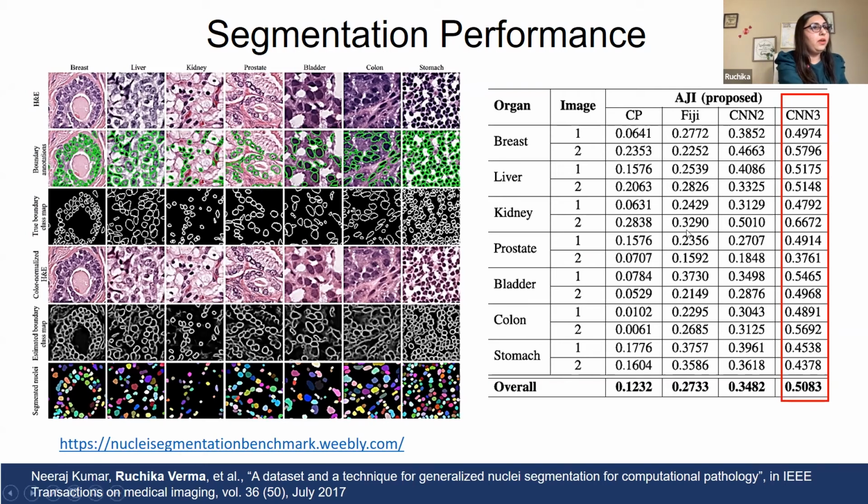And here on the right, I'm showing the values which we got when we tested different images from different cancers using AGI. Our aggregated or average AGI value was 0.5 for this work. This dataset is publicly available. This algorithm and the code to compute AGI are also available on the webpage given below.